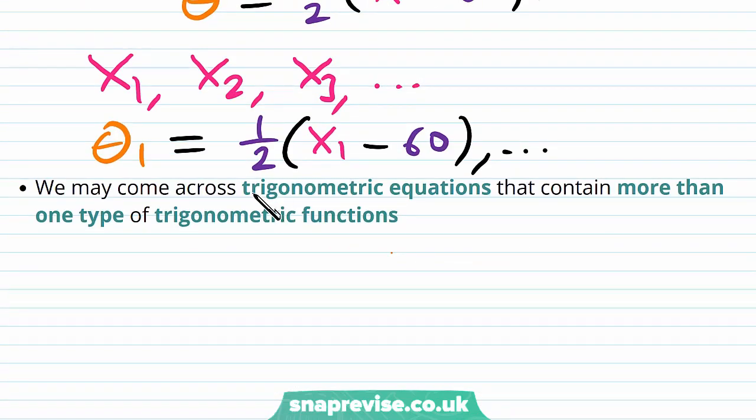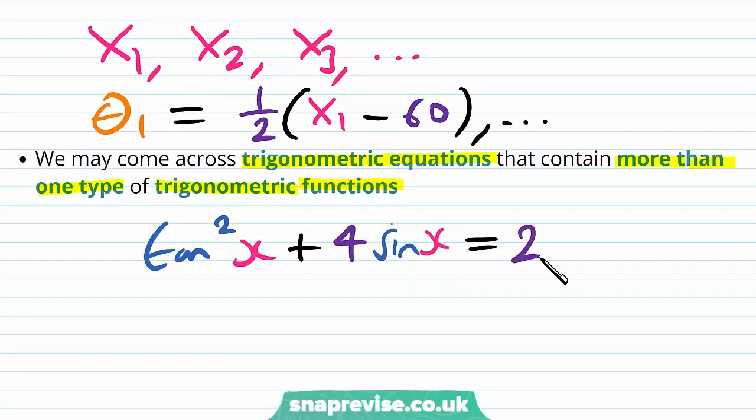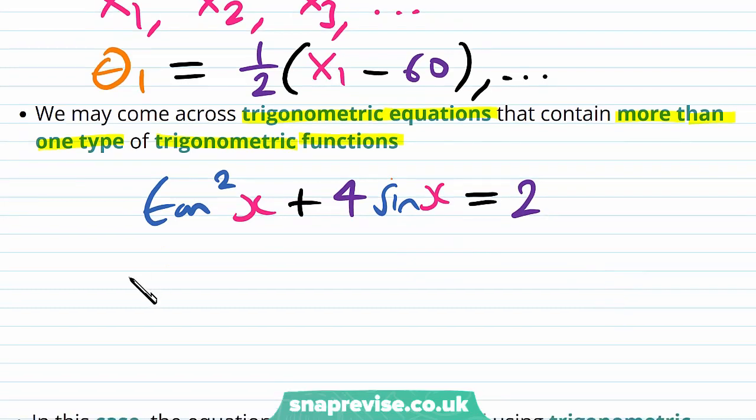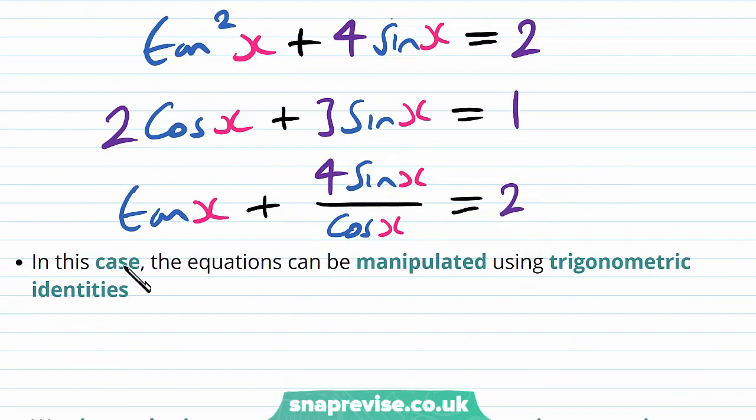We may come across trigonometric equations that contain more than one type of trigonometric function. For example, the equation tan squared of x plus 4 sine of x is equal to 2. Or similarly, 2 cos of x plus 3 sine of x equals 1. Lastly, tan of x plus 4 sine of x over cos of x equals 2. In this case, the equations can be manipulated using trigonometric identities.